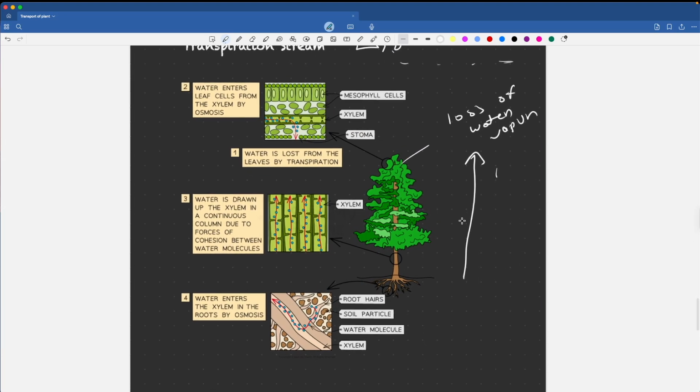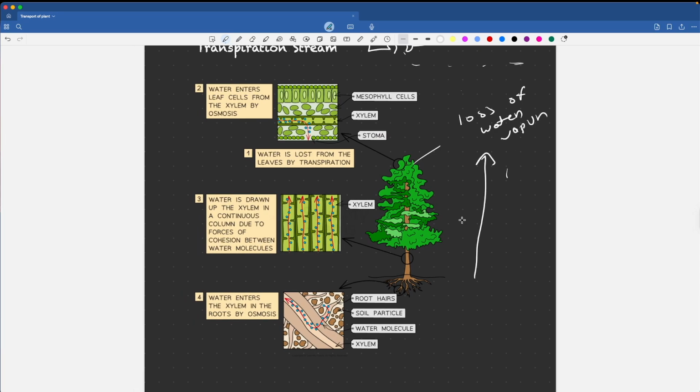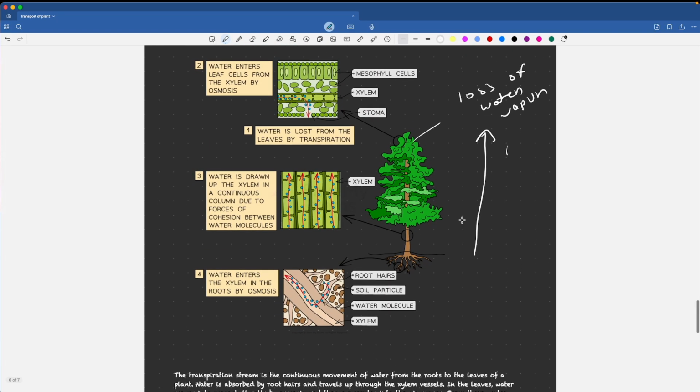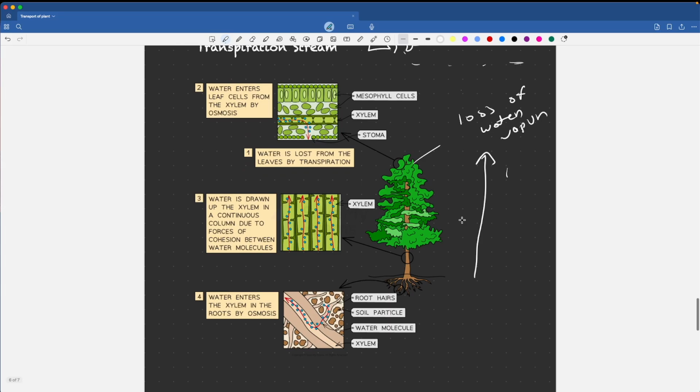This suction force is known as transpiration pull and it drives the transpiration stream. So the transpiration stream is a continuous flow of water, and transpiration pull is a suction force that moves water from higher pressure to lower pressure. First, water is lost from the leaf by transpiration, then water enters the leaf from the xylem by osmosis. Water is drawn up the xylem in a column due to the force of cohesion between the water molecules. Water then enters the xylem vessels in the root by osmosis.